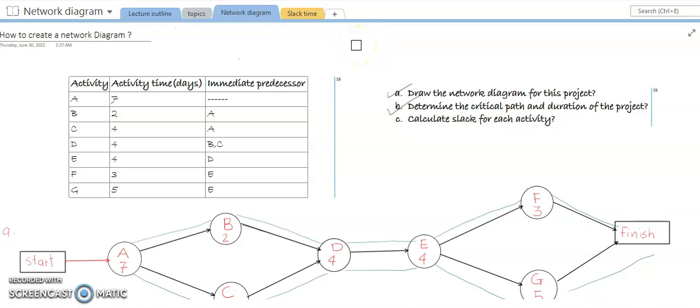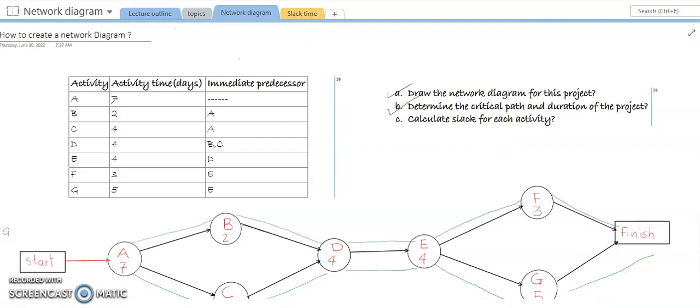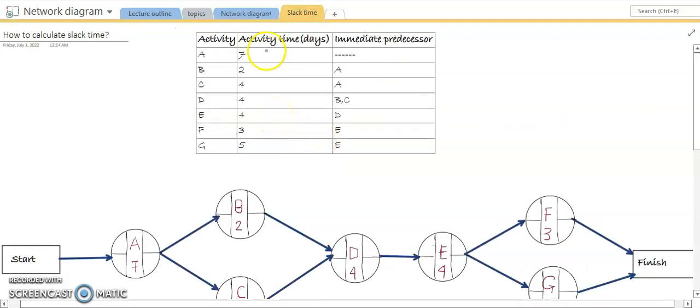This is Samia Aziz. Today we will learn in our lecture how to calculate slack time in our network diagram. In our previous lecture, we understood how to make a network diagram, which was basic in nature. And today we will learn how to calculate slack for each activity that we have in our diagram. So we're going to start with the same problem, which is based on this table.